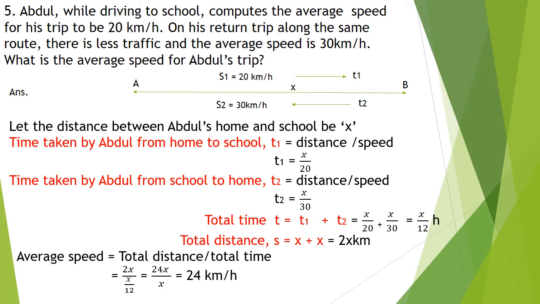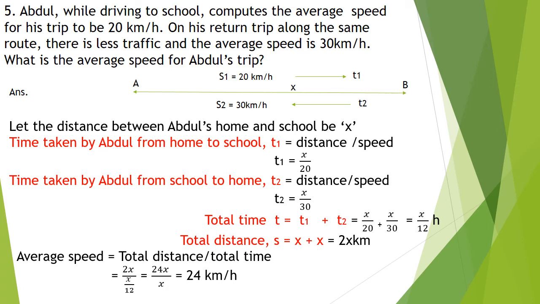See children, we know to calculate average speed, what is the equation? Total distance divided by total time. So here in this numerical, we don't know the total distance and also we don't know the total time. So if such a numerical is asked, how to do? For that, first assume that the total distance from A to B is equal to X.